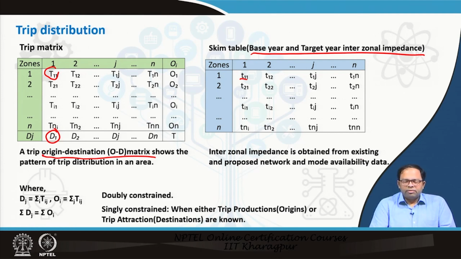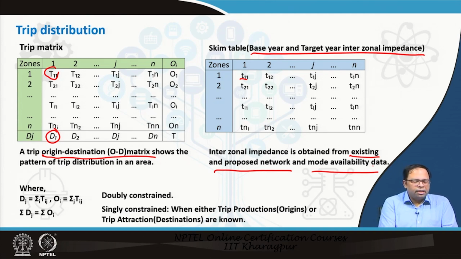Interzonal impedance is obtained from existing and proposed networks and mode availability data. That means existing and proposed networks both are considered, and mode availability data is also required, because that determines which modes we are going to consider if we are going to create a composite matrix of travel impedance between different zones. So, this is what we need to consider.